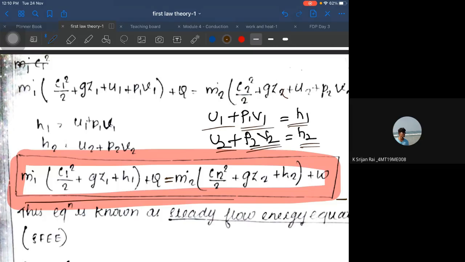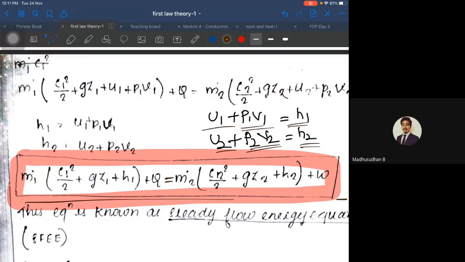m1 into C1 square by 2 plus gZ1 plus h1 plus Q is equal to m2 into C2 square by 2 plus gZ2 plus h2 plus W. Yes, Hashir. m1 into C1 square by 2 plus gZ1 plus h1 plus Q equal to m2 into C2 square by 2 plus gZ2 plus h2 plus W.